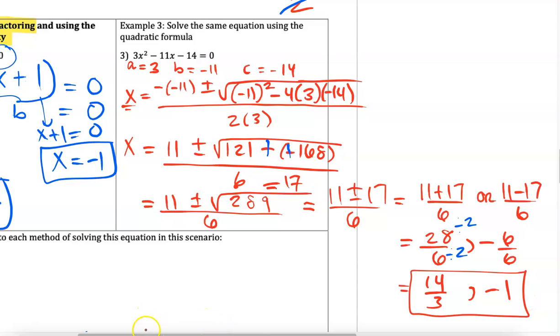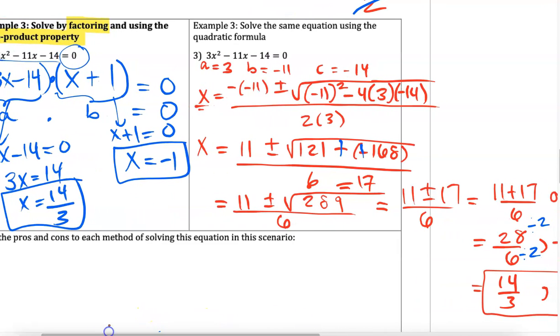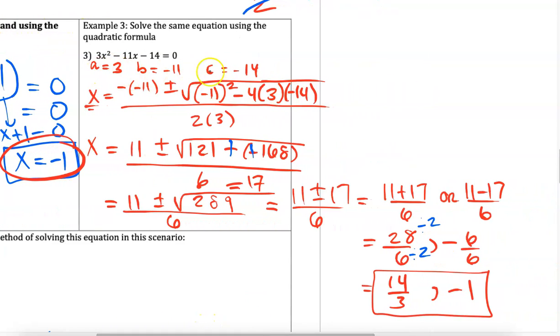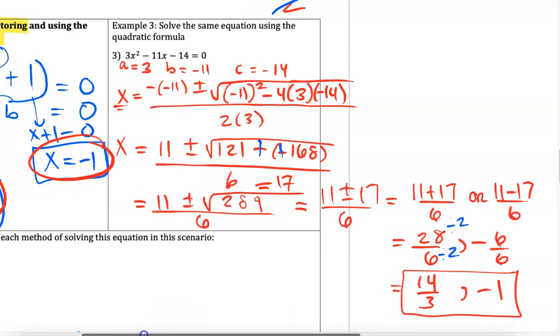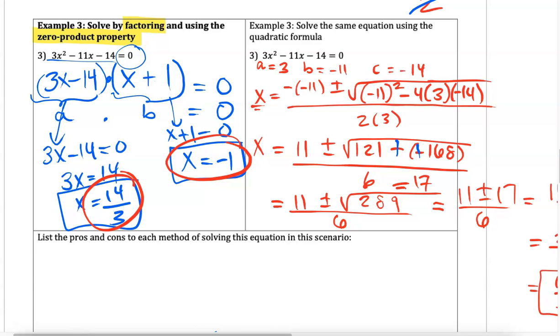So again, I get the same answers, right? It's the same equation, 14 thirds and negative 1, by just plugging in a, b, and c into the formula and then doing some simplifying. So both of the options here have pros and cons to them.